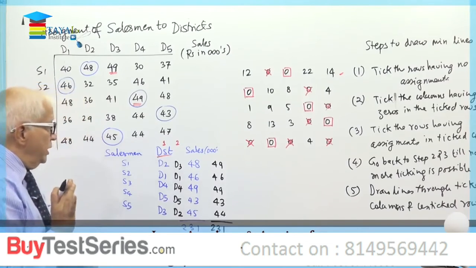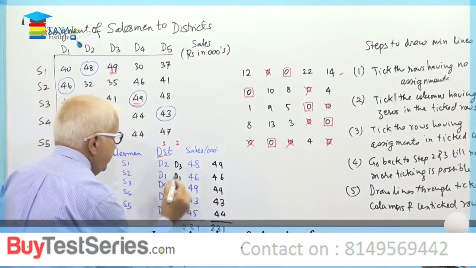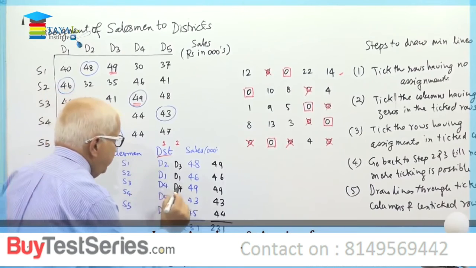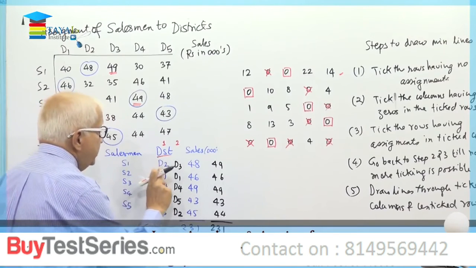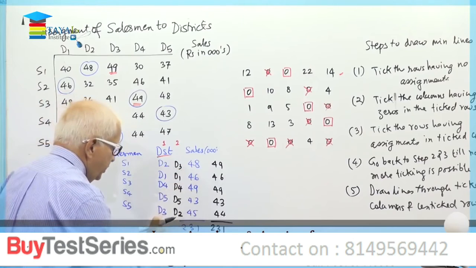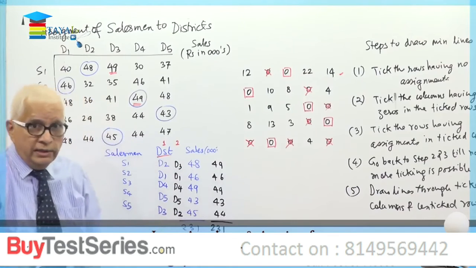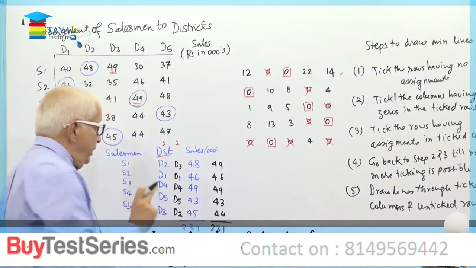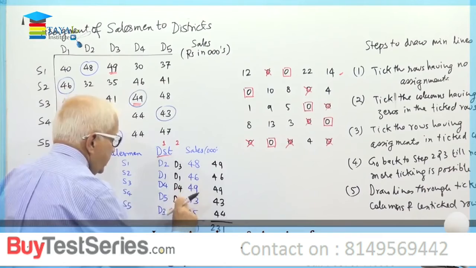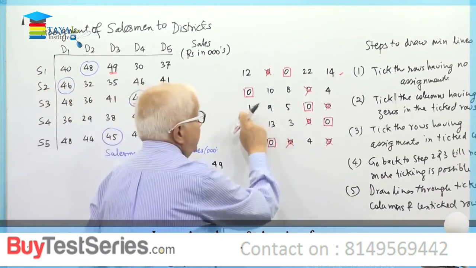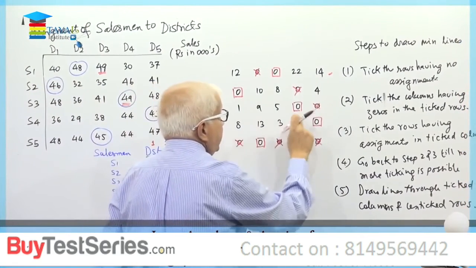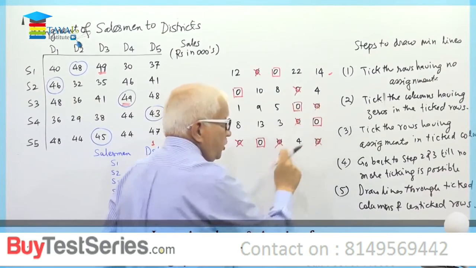Now see what is the difference between these two. This assignment is D1, this assignment is D1. This is D4, this is D4. This is D5, this is D5. But what is the difference? This is D2, this is D3 and this is D3, this is D2. Assignment is different. What is another way? Changing these two. This can be any other way. For example, this can be here and this can be here. These two will be cancelled and these two will be assignment.